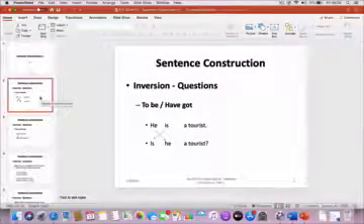Inversion. Inversion, you already know, we use with simple questions using to be or have got. In this case I have a sentence, he is a tourist. To make a question here, I simply invert the subject and the verb to be, so it becomes, is he a tourist? Also, we change our voice as we're speaking, so I would say, is he a tourist?